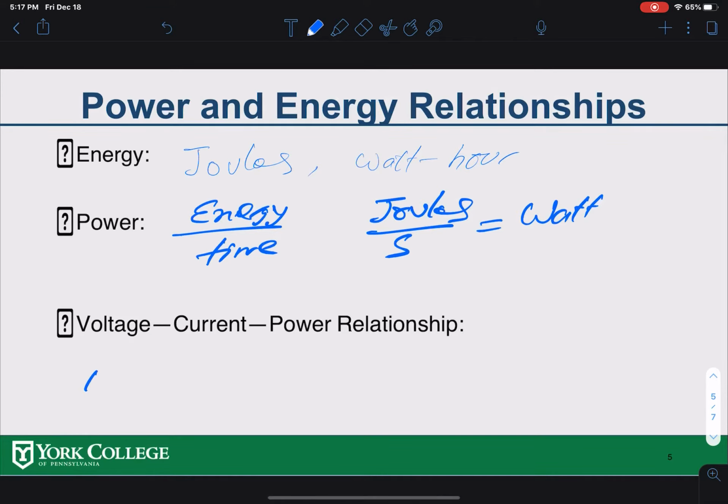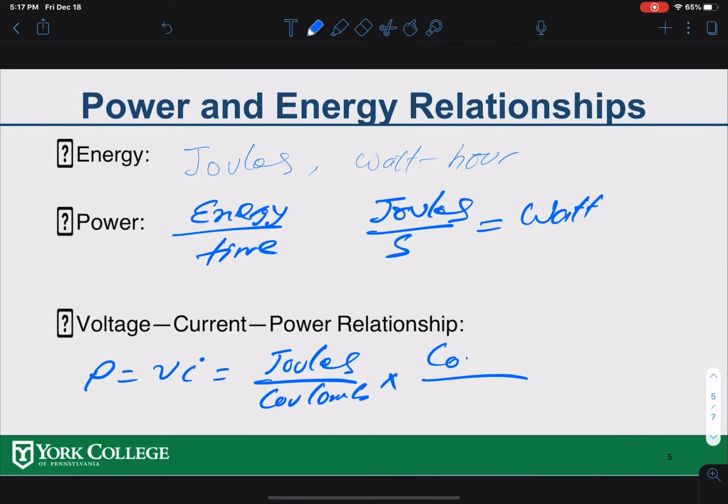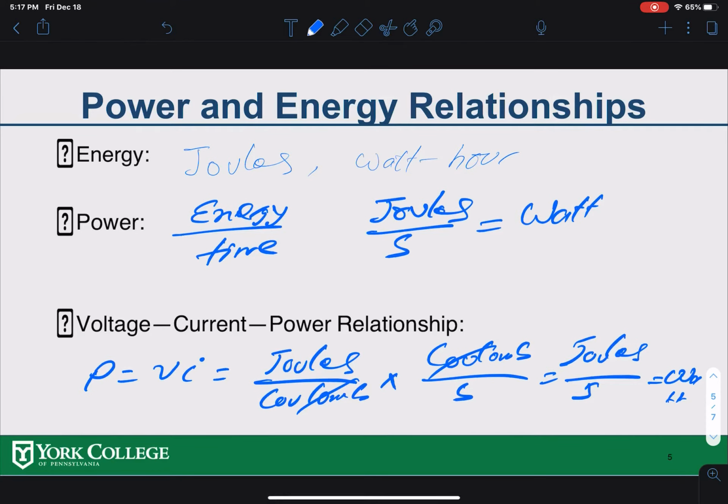So power, we use the letter P for the power, voltage is V, and current is I. If I go here, voltage is joules per coulomb, and current is coulombs over seconds. If we cancel that, I have what? Joules over second. That's basically your watt. So it came together, right? That's the voltage, current, and power relationship in the circuit.